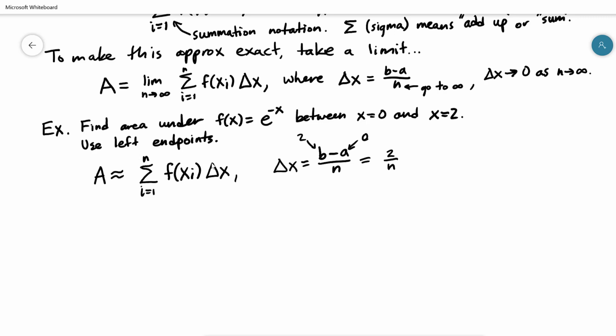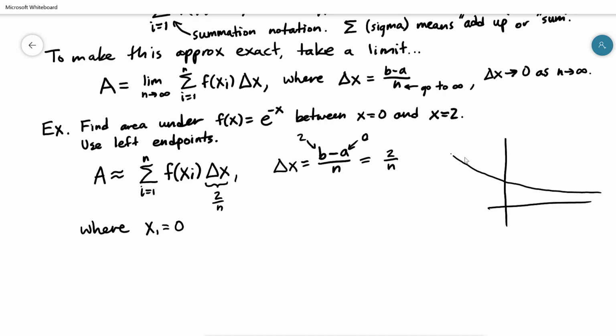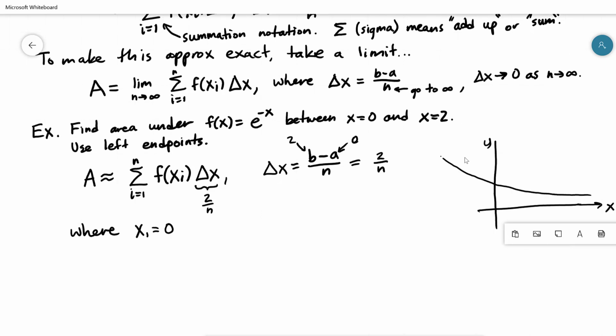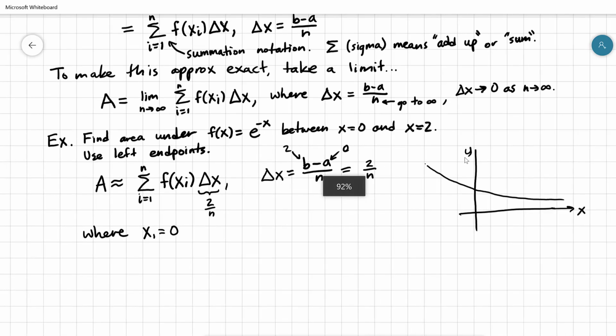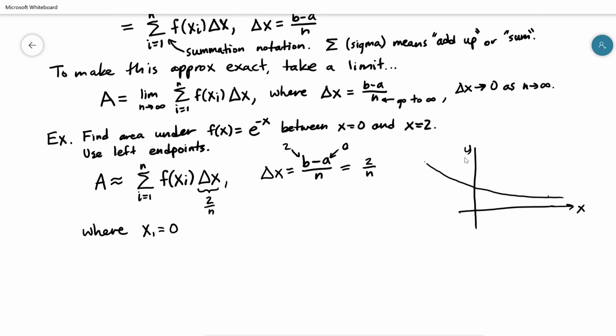The x sub i are going to be the list of all the left endpoints. So again, this piece is 2 over n, and all those x sub i's are going to be the following. x1 is going to be 0. It's the left endpoint of the first interval. So if I draw this picture over here, maybe it'll help. Got our decaying exponential doing something like this. Here's the x coordinate, here's the y coordinate. I think I went off the page there a little bit. Let's make sure you guys can see that. There we go. We're going from 0 up to 2. This is the region that we're trying to compute the area of.